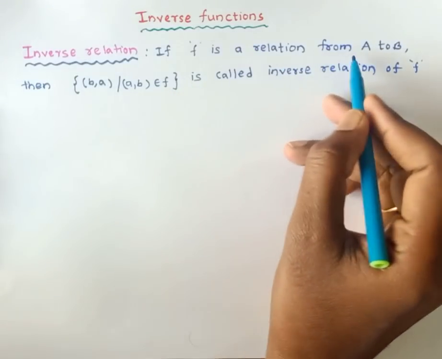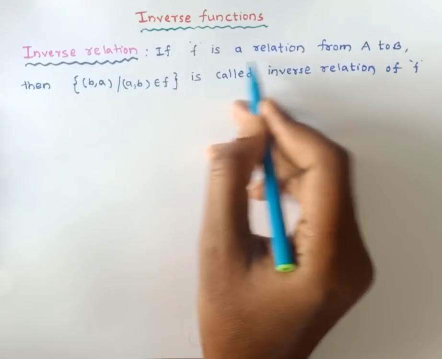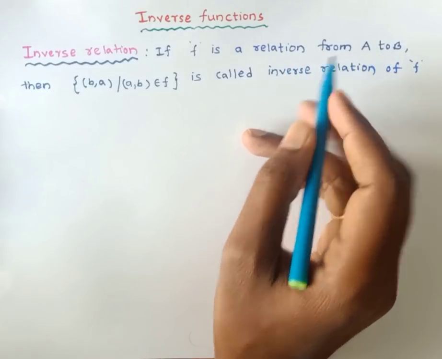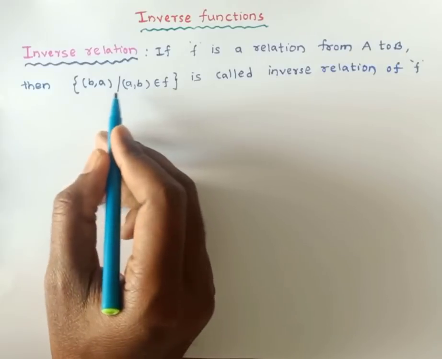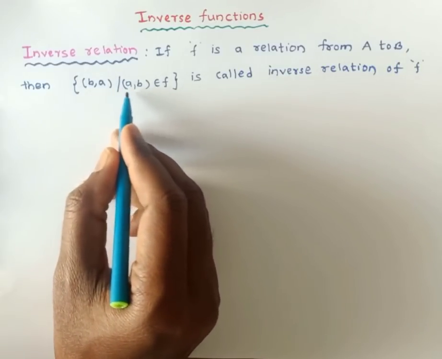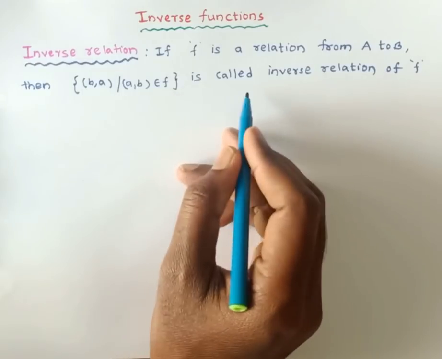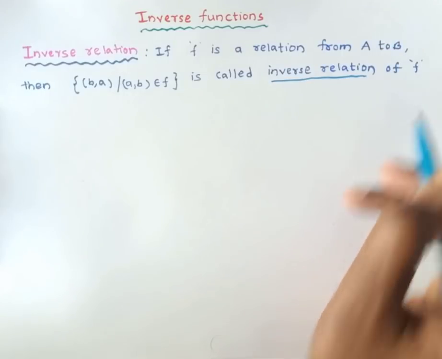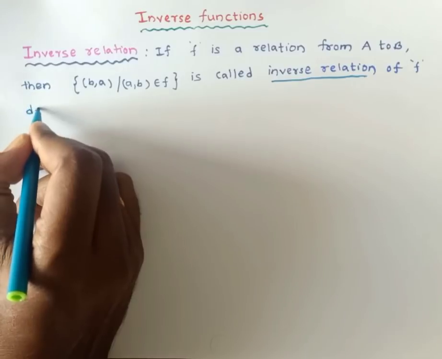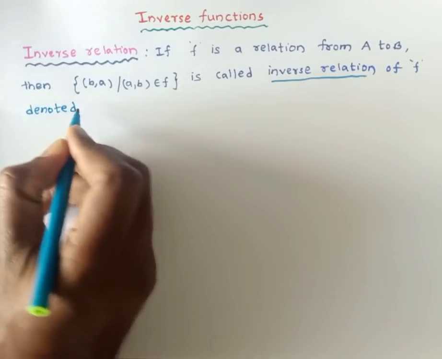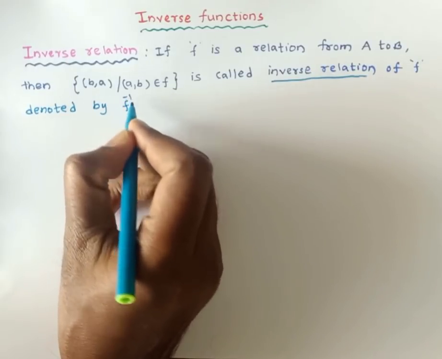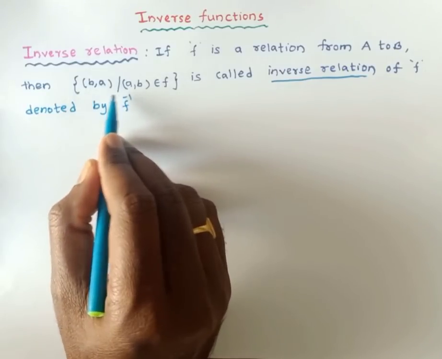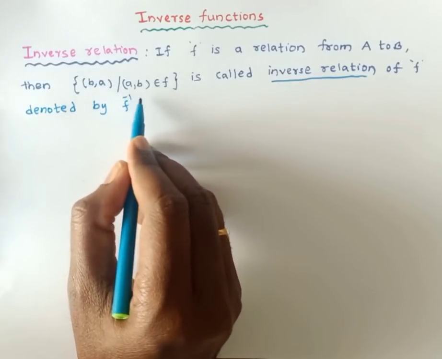If f is a relation from A to B, and you know what a relation is, a relation contains a set of ordered pairs from A to B, then the set of ordered pairs (b, a) such that (a, b) belongs to f is known as the inverse relation for the given relation f, and it is denoted by f inverse. The inverse of f is defined as the set of ordered pairs (b, a) such that (a, b) belongs to f.